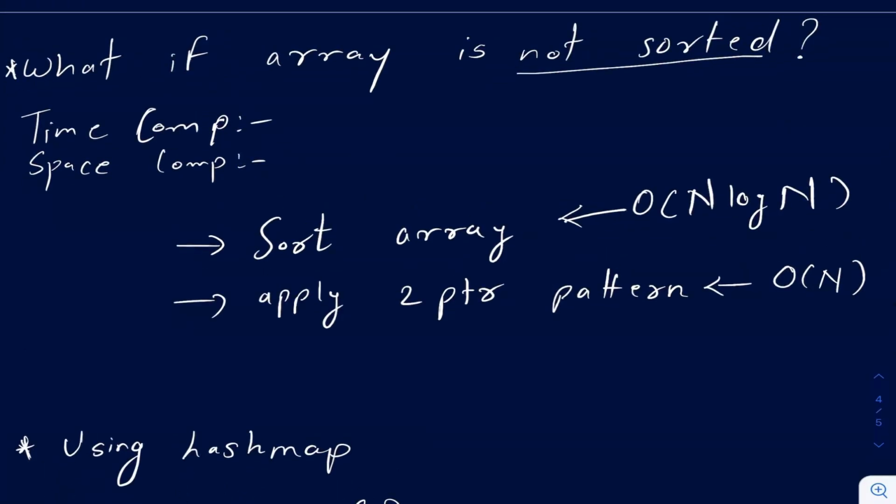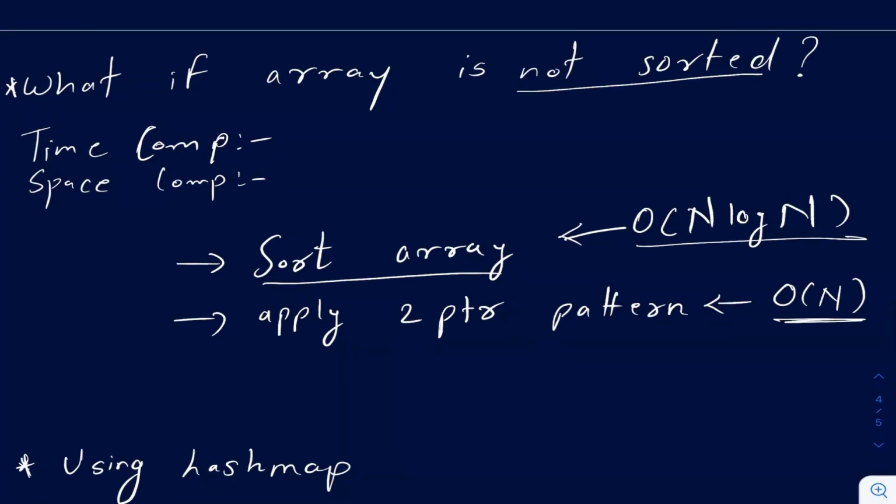So this is obviously greater, like it's n times log of n, and this is only n. So for time complexity we always take an upper bound. So out of these two things, this sorting of an array is taking more time. So our time complexity in a case where my array is not sorted and I want to apply this two pointers pattern would be O of n log n.